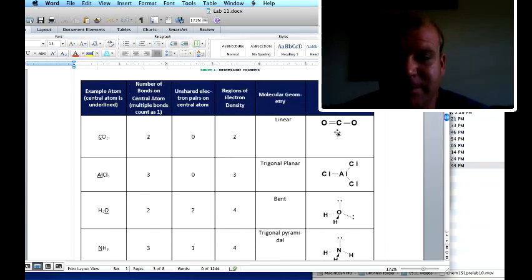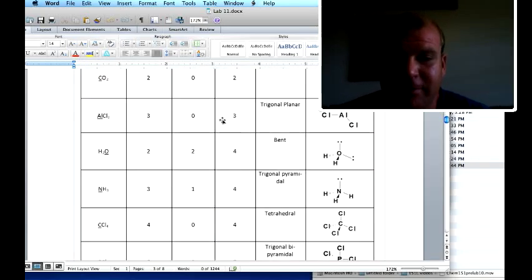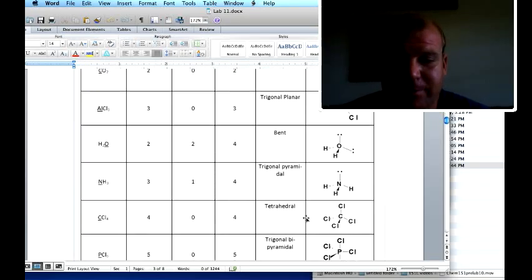Linear is when you have two groups, no lone pairs. If you have three groups, no lone pairs, it's planar. If you have four groups here, no lone pairs, this is tetrahedral. If you have four groups, three bonding, like in ammonia, one lone pair, it's pyramidal.